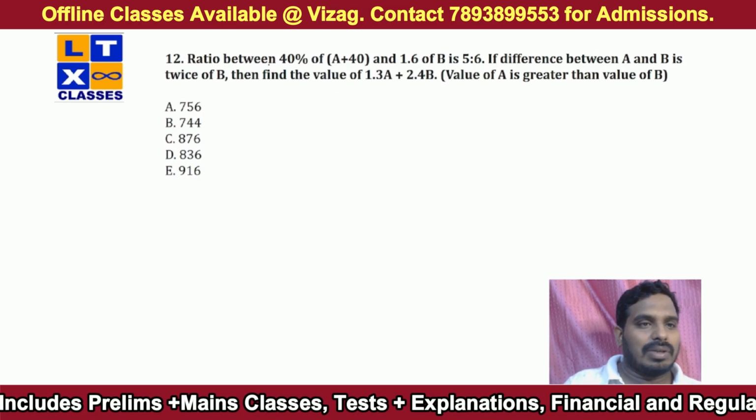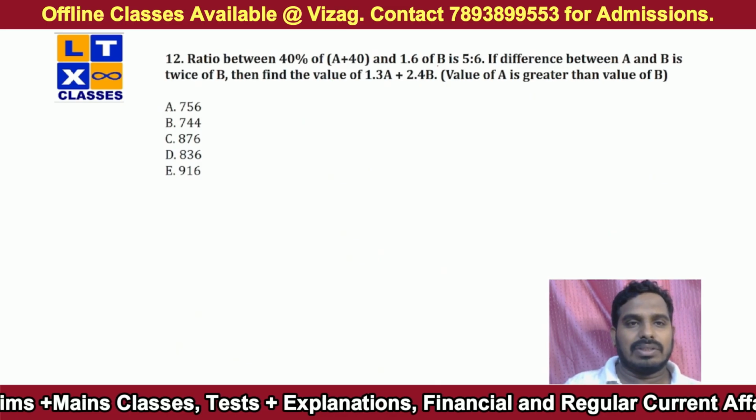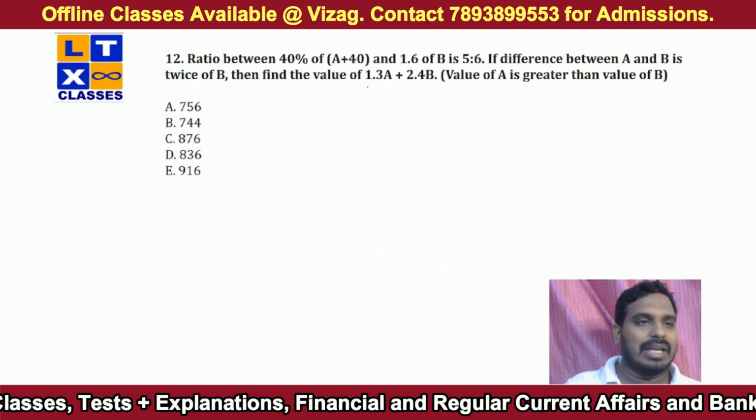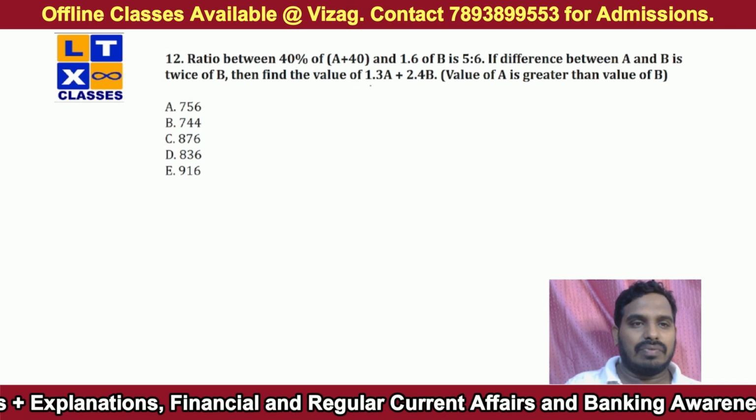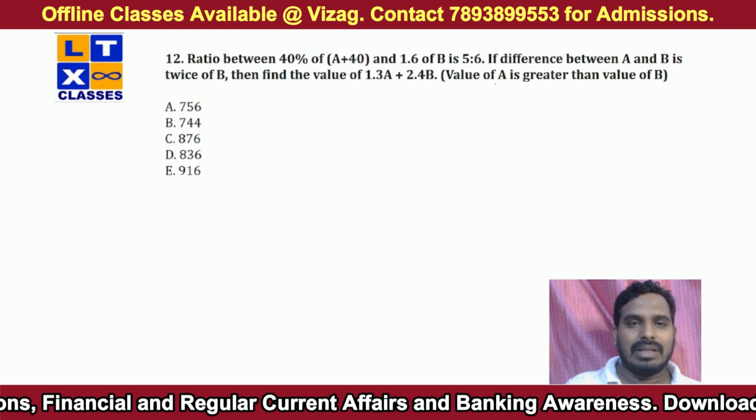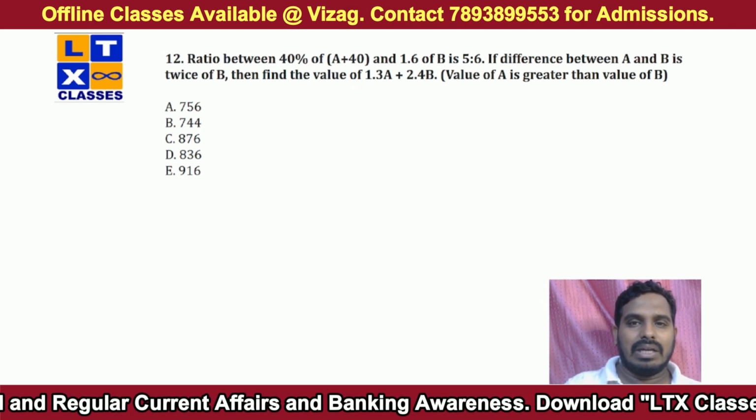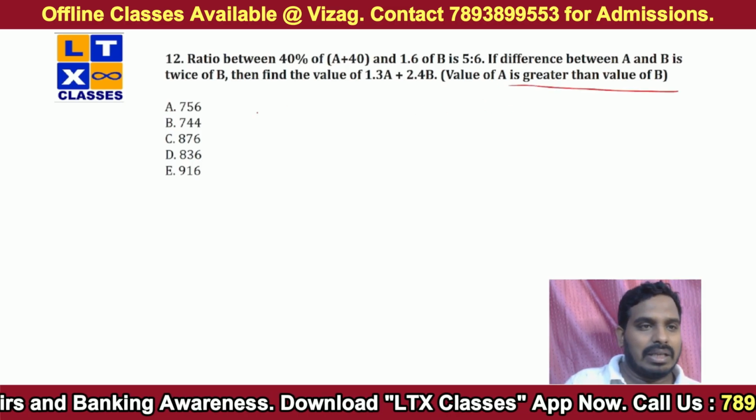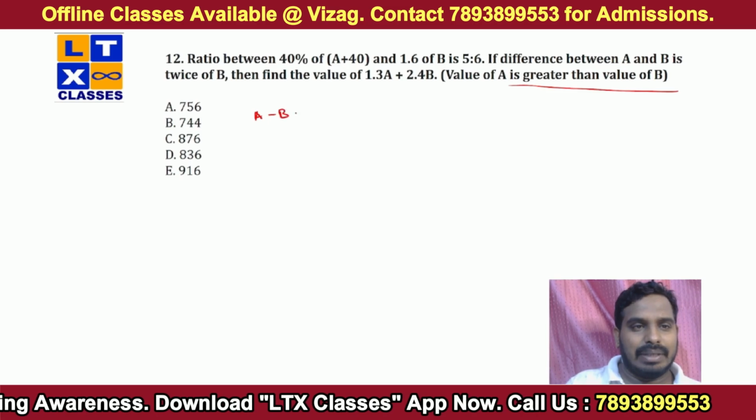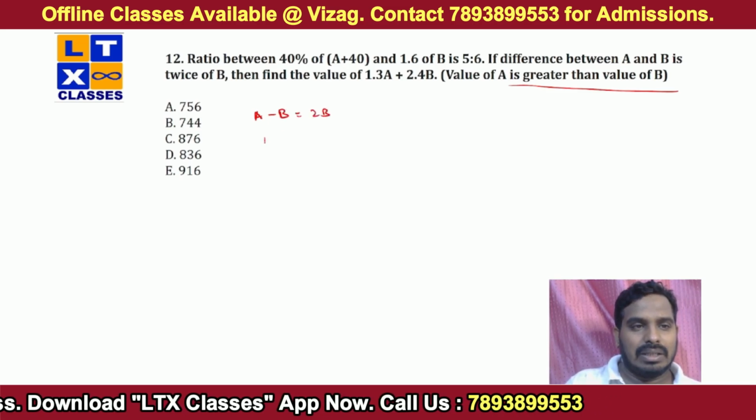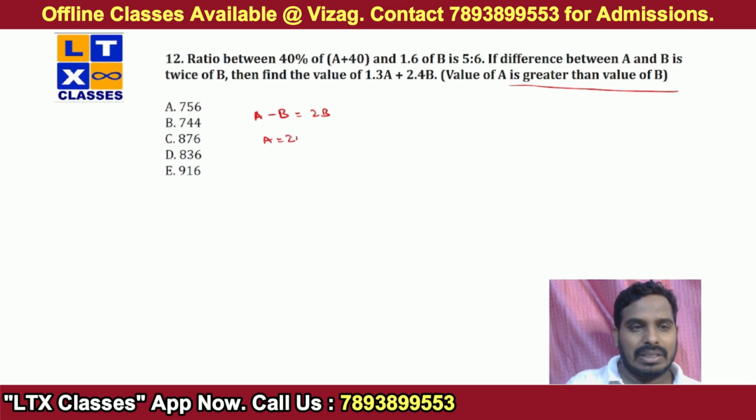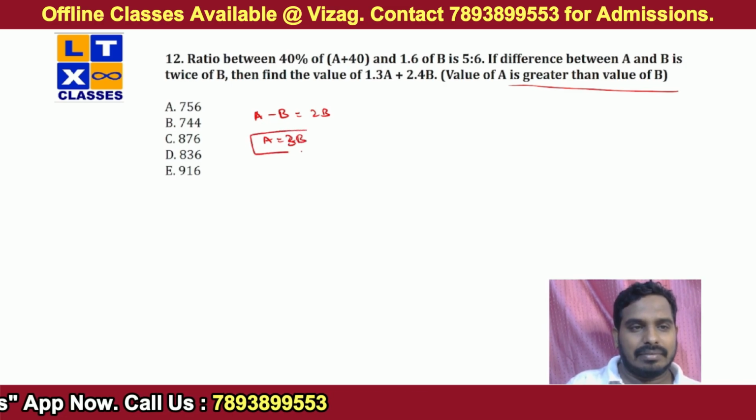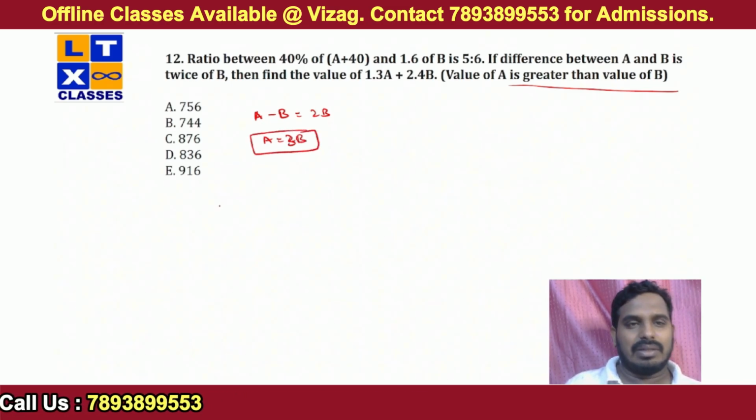Okay. So ratio between 40% of A plus 40 and 1.6 of B is 5 is to 6. If the difference between A and B is twice of B, then find the value of 1.3 A plus 2.4 B. Value of A is greater than B. Now, difference between A and B is twice of B. Since A is greater than B, A minus B equals 2B. That means the value of A is 3B, right?